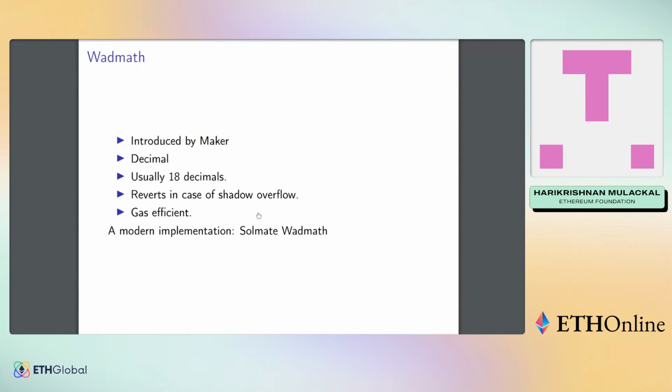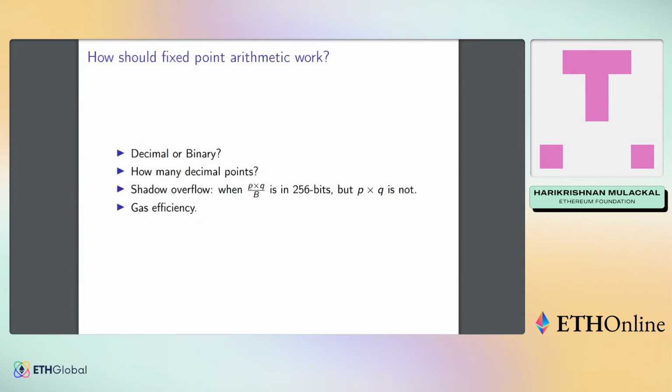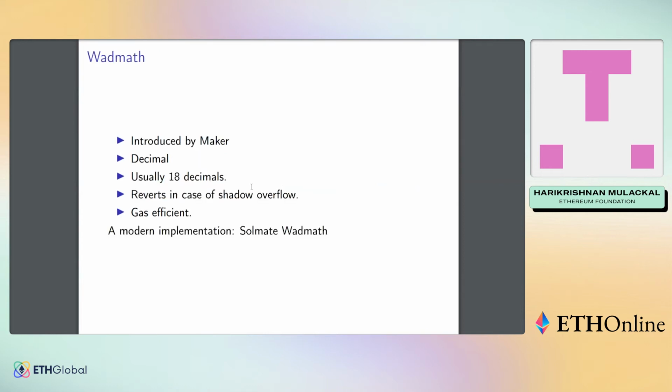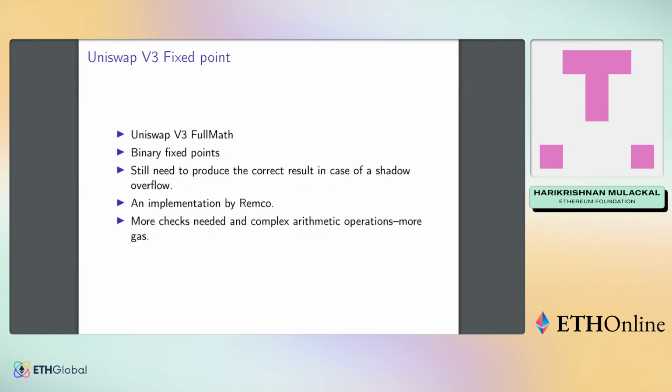So in the case where P times Q overflows, but the value P times Q by B is well defined, Uniswap v3, or the implementation by Remco, still manages to compute the actual number. And this is very impressive. But unfortunately, there are a lot more checks and more complicated arithmetic operations involved in this computation. And that means there is more gas.